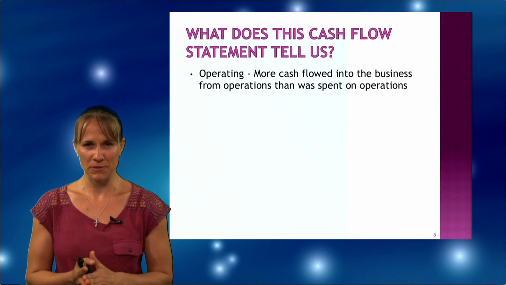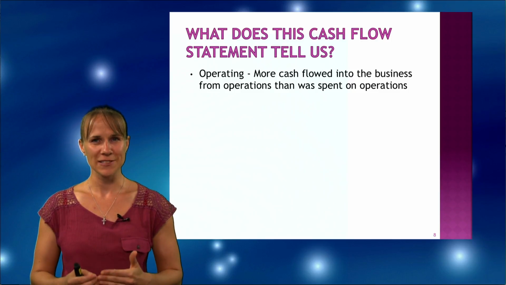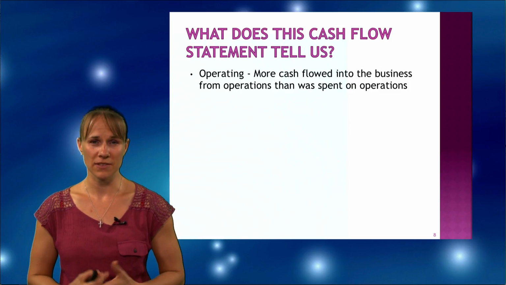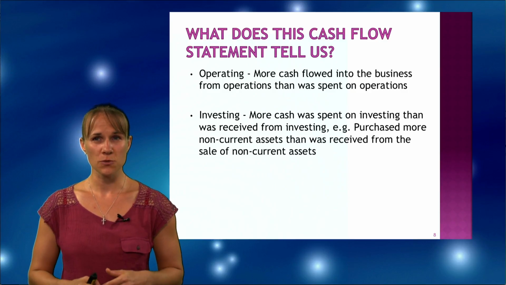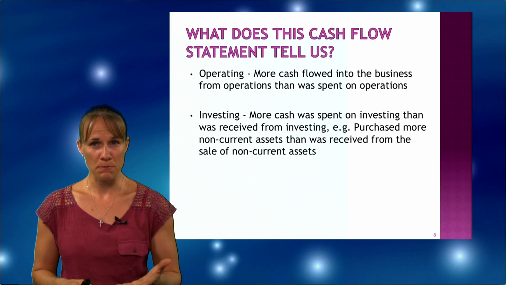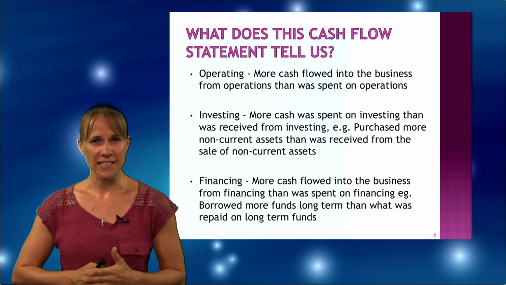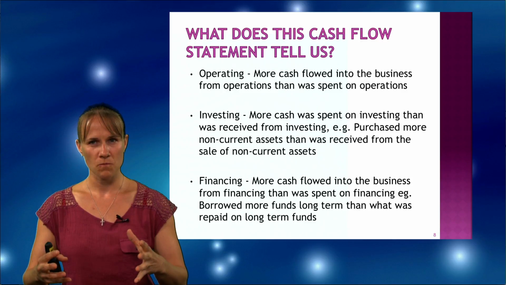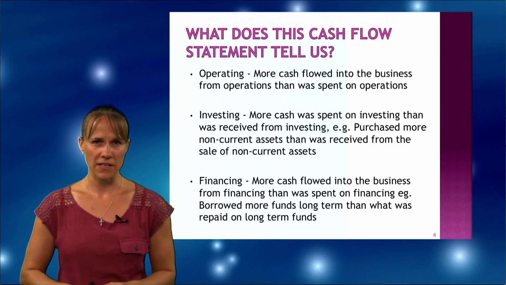So looking at this statement a little bit more closely, operating activities. What we can say is that more cash flowed into the business from operations than what was spent on operations. So that's a positive, that's a plus. We do want to see that. Investing activities, we can say that more cash was spent on investing than what was received from investing. So they purchased more non-current assets than what was received from selling non-current assets. Financing activities, more cash flowed into the business from financing than what was spent on financing. So they borrowed more funds long-term than what was repaid on long-term funds.